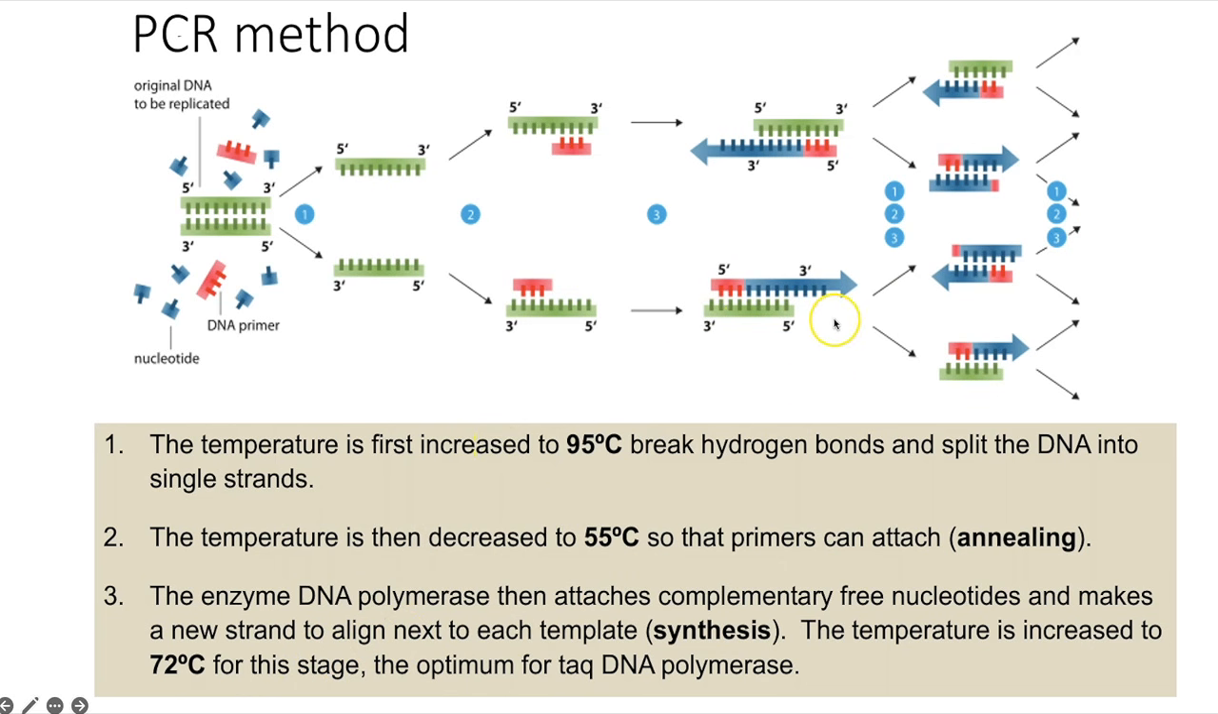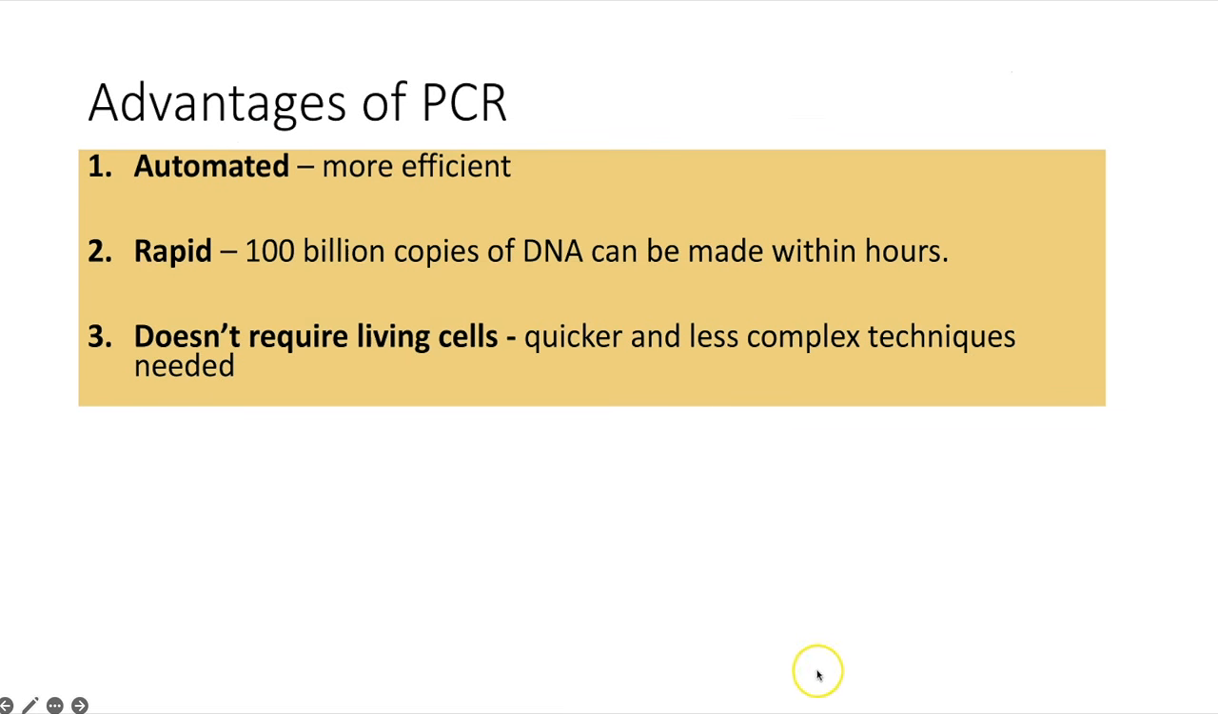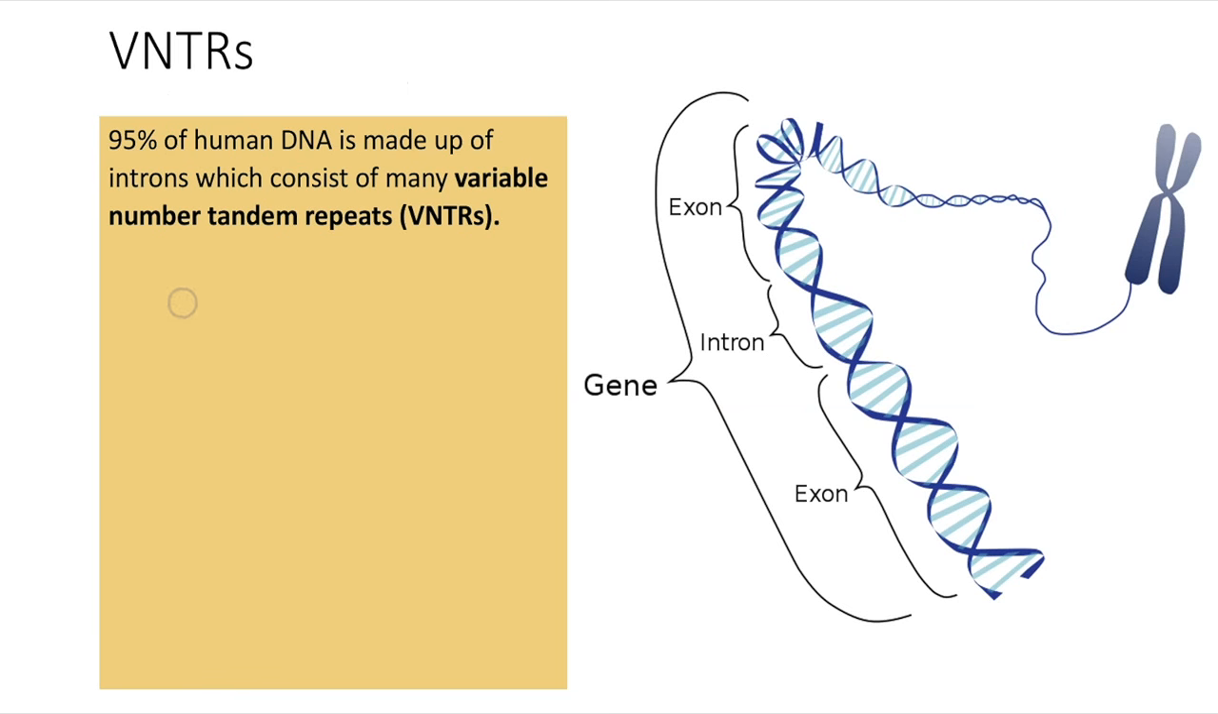That process is then just repeated. That's why it's called a thermocycler, because the temperature is changed continuously in this cycle. So 95, then 55, then 72 degrees C. And it's 72 degrees C for the final stage, because that's the optimum temperature for that Taq DNA polymerase. So PCR is fully automated, it's very efficient, it's rapid, you can make billions of copies of DNA within a few hours, and it doesn't require living cells like the in vivo method did, which required bacterial cells, and therefore it's quicker and a less complex technique.